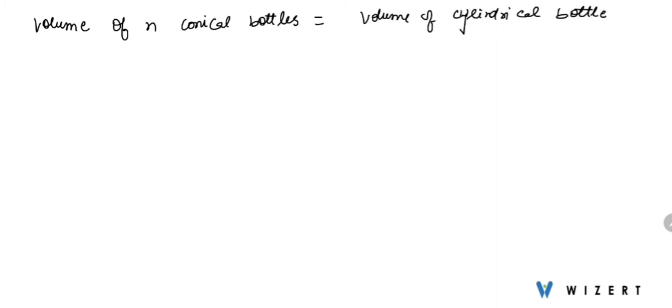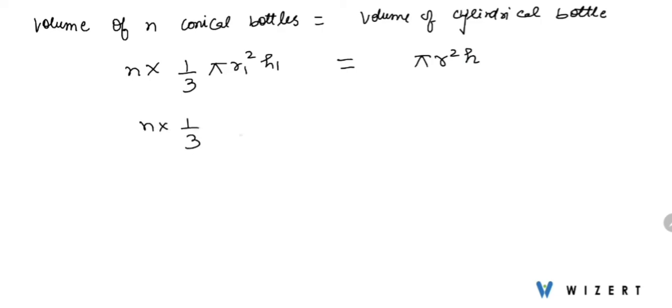So let's find the volume now. We know that the volume of a cone or conical bottle is given as 1 by 3 pi r square h, and here the radius is r1 and the height is h1. But there are n number of conical bottles, so we will multiply that volume by n. So n multiplied by 1 by 3 pi r1 square h1. Similarly, we know the volume of a cylinder is given as pi r square h, where r and h are the radius and height respectively.